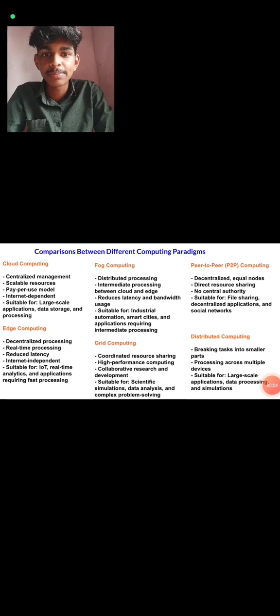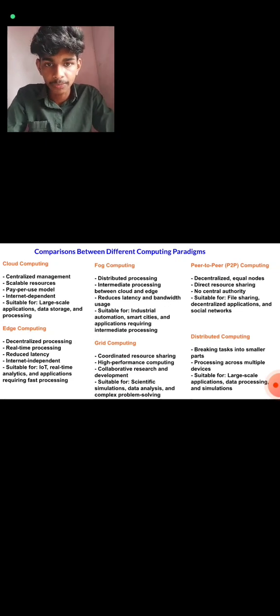Now, the comparisons between different computing paradigms, or the key differences between the different paradigms which we discussed in this video. First, cloud computing: centralized management, scalable resources, pay per use model, internet dependent, suitable for large scale applications and data storage processing. Now, edge computing: decentralized processing, real time processing, reduced latency, internet independent, more suitable for IoT and real time analytics.